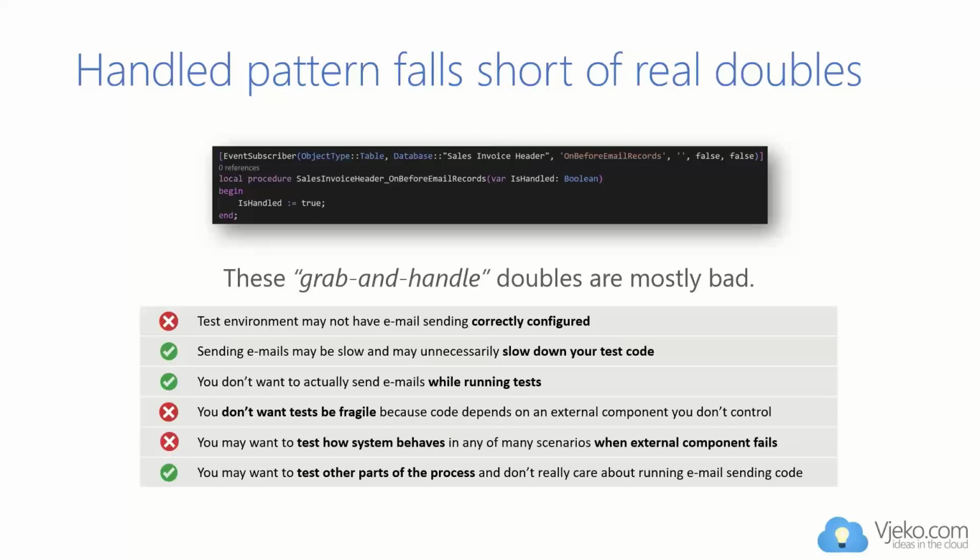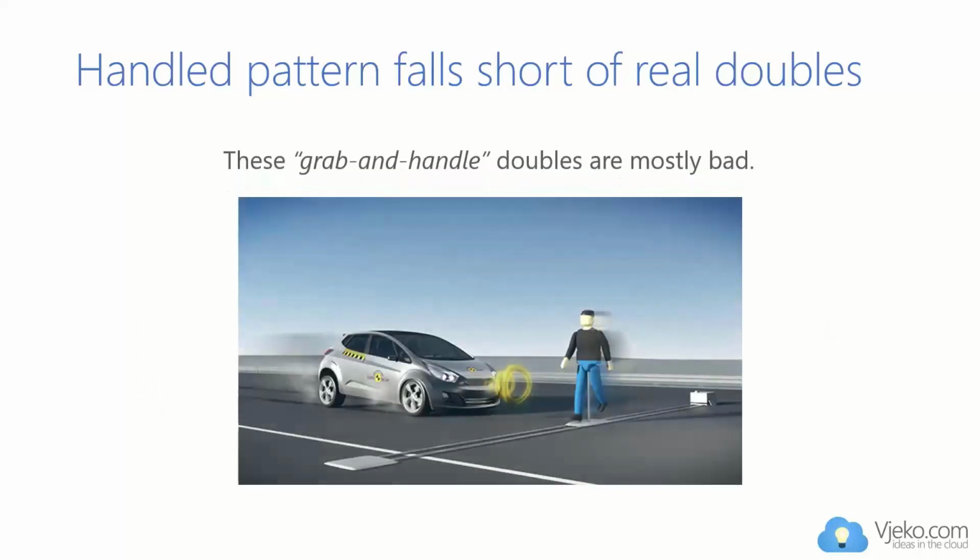If you ask me to illustrate what these grab and handle doubles are in reality, imagine car safety testing where you have a dummy walking across the street and you are testing if your car will detect it and stop. Grab and handle doubles remove the dummy. So essentially, you will never crash because there is nothing to crash into, so your test will succeed. But they will not tell you anything about the essential part of your system, which you should really test. And this is why I believe that these doubles are not good enough.